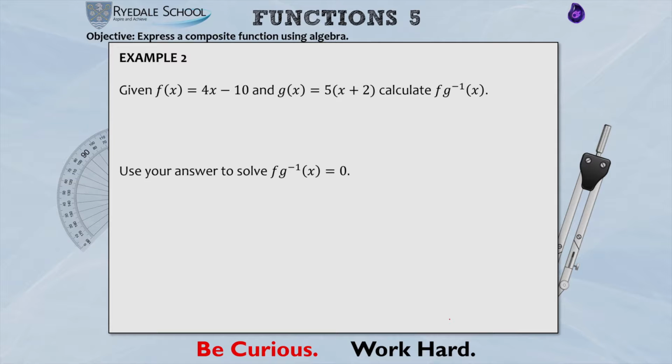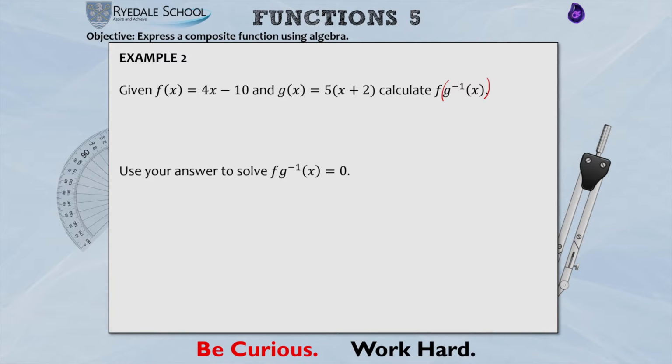In our second example, I'm going to try and bring back a little bit of previous maths that we've already done. It says, given f of x is 4x take away 10, and g of x is 5 bracket x plus 2, calculate fg to the minus 1 of x. So what that means is we are doing the composite function of f with the inverse function of g.